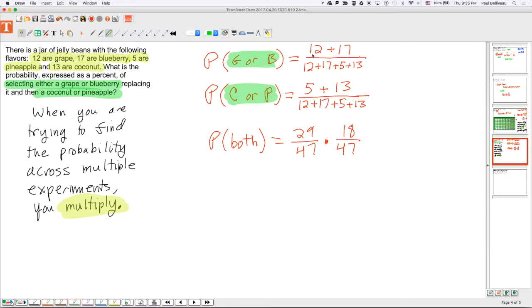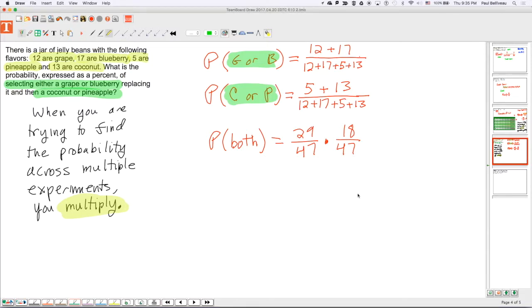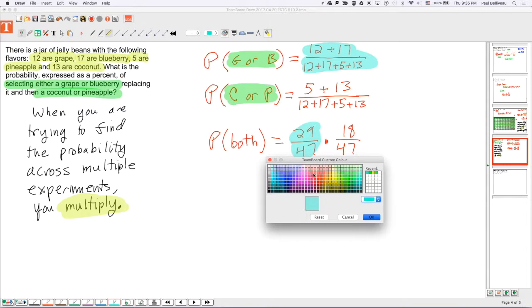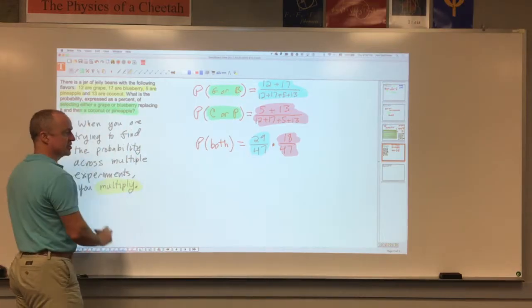This first fraction, just to be clear, this fraction is the probability of getting a grape or a blueberry. Then I put that back, and this other fraction is where I find the probability of getting a coconut or a pineapple. They want the final answer expressed as a percent.